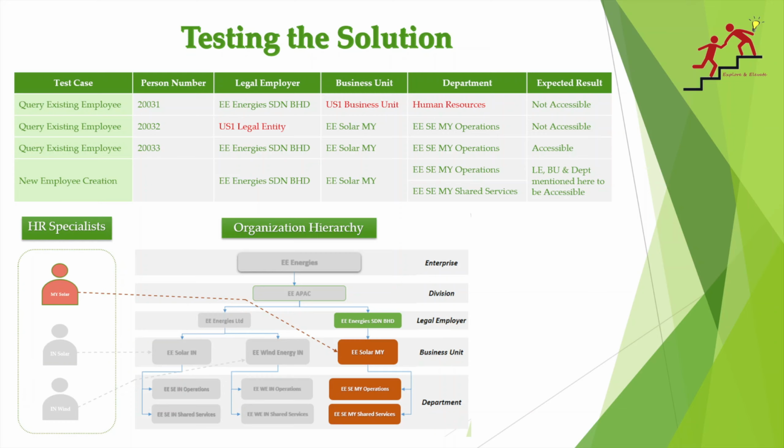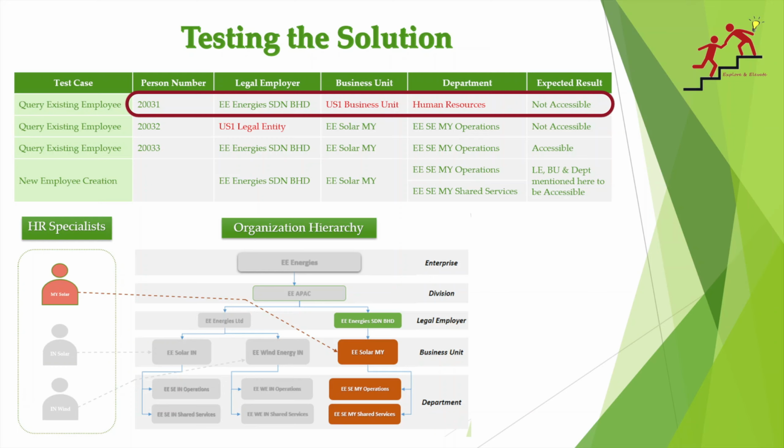The first 3 test cases are all about querying the existing employee. These employee records are already made available. If you look at the first test case, the legal employer of this employee is EE Energies SD and BHT, and the business unit of this person is US1 business unit, and he is assigned to the Human Resources Department.